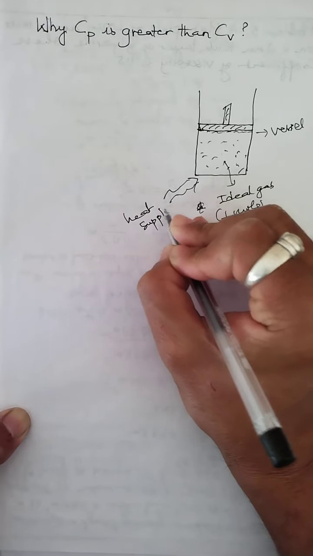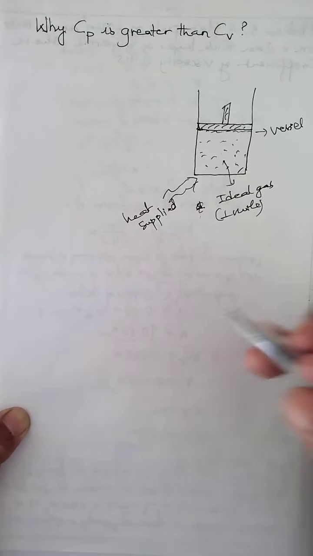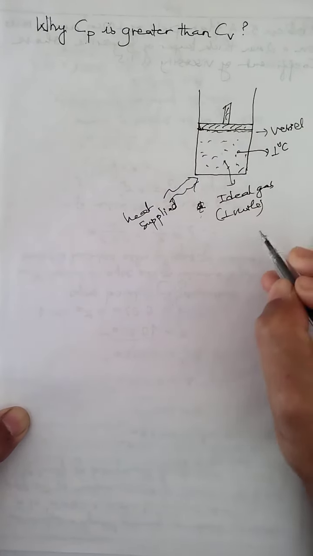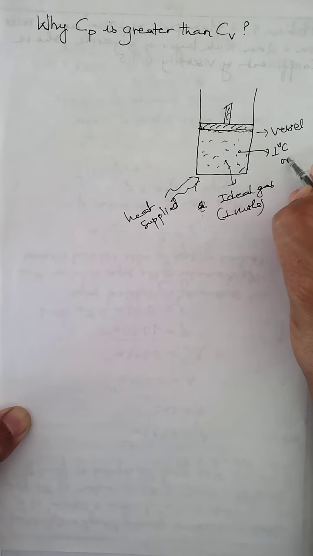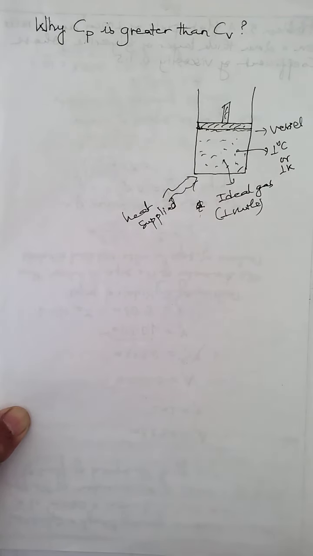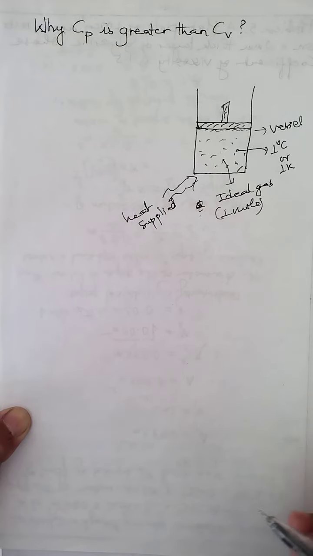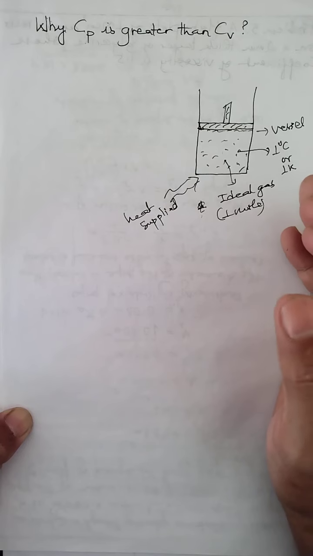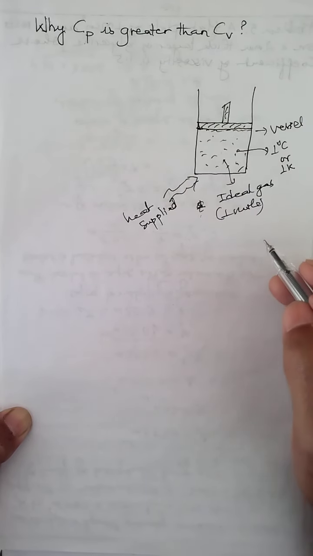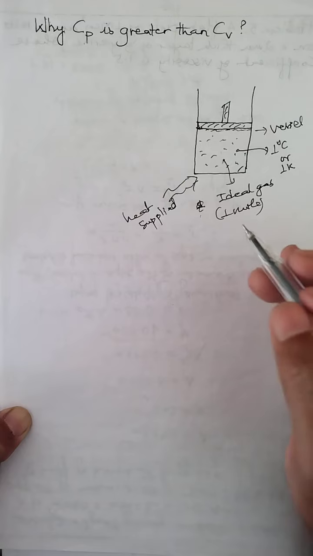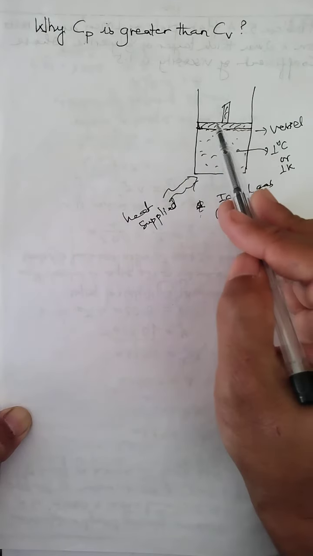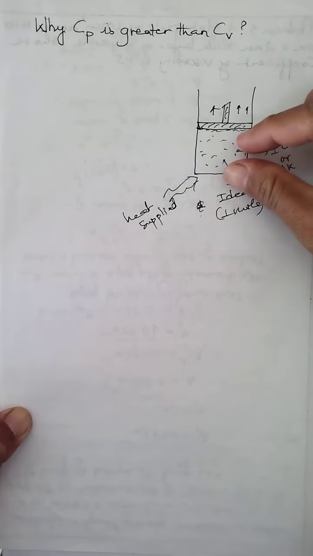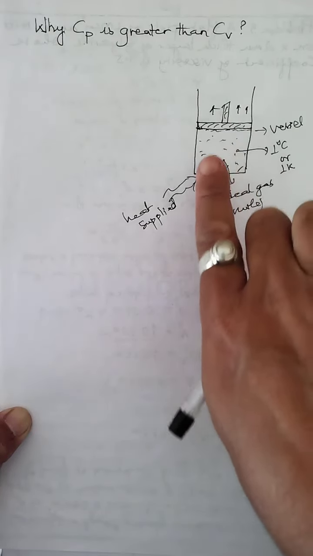So when we supply heat to this gas from outside, and we raise the temperature of the gas by say 1 degree Celsius, and you know 1 degree Celsius rise in temperature is also equal to a 1 Kelvin rise in temperature. So what happens when the heat is supplied to the gas? The gas would expand. And when the gas expands, it will push the piston upward.